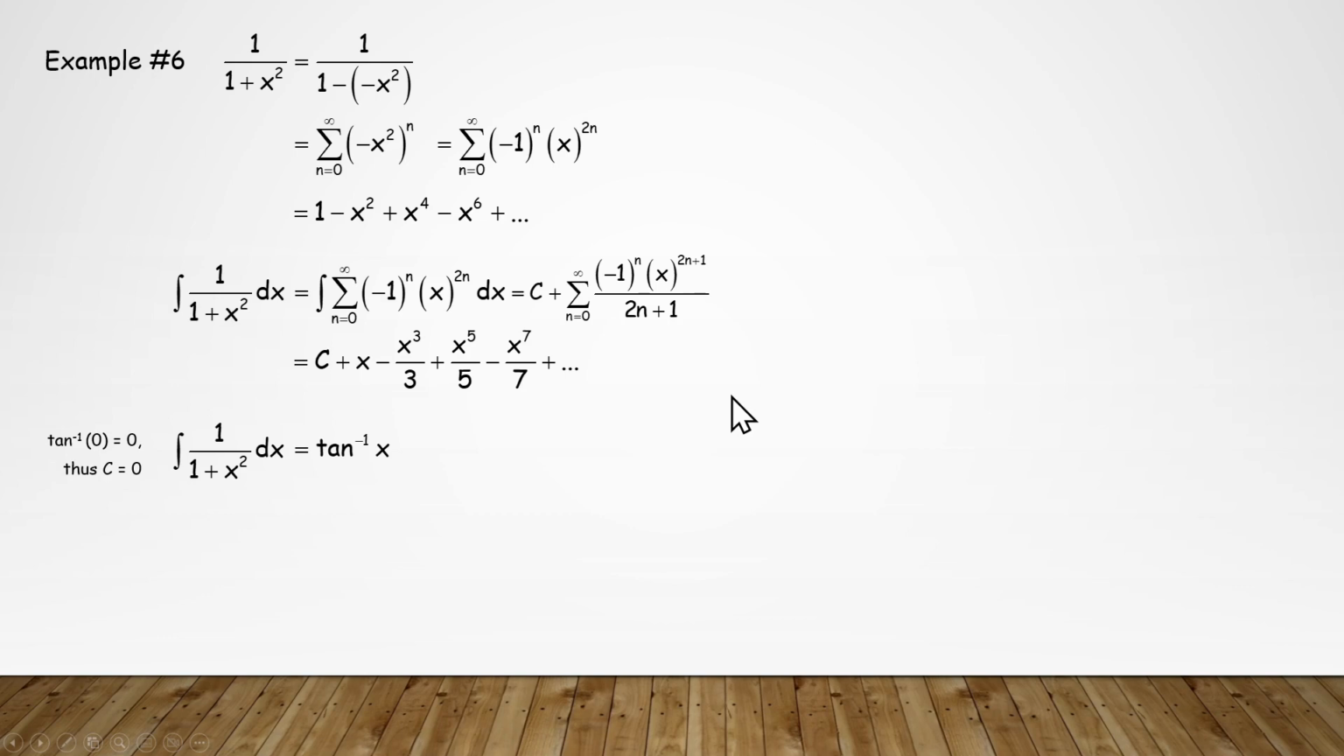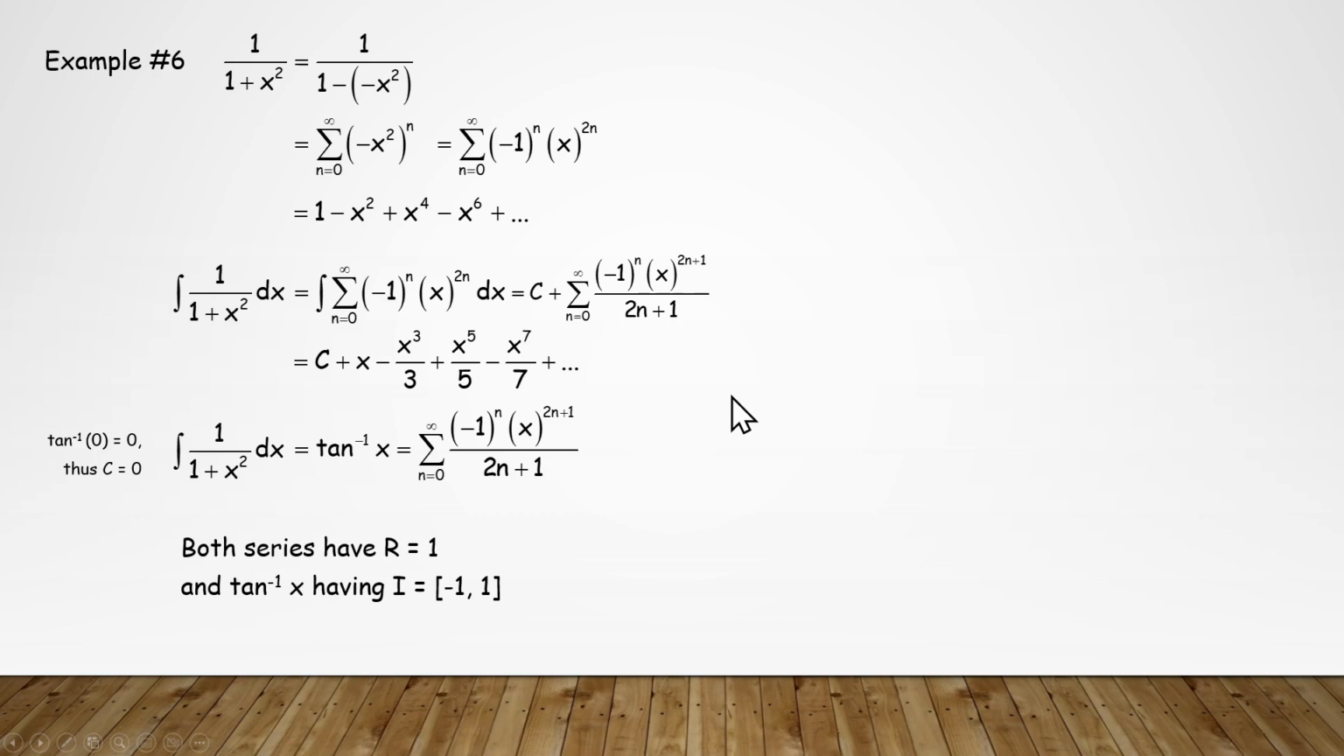But we have to remember that tangent inverse of 0 has to be 0, therefore c equals 0. And so now I can set tangent inverse of x to be the summation of negative 1, all raised to the nth power, times x raised to the 2n plus 1, all over 2n plus 1, as n goes from 0 to infinity. Now, since both series had a radius of 1, we can establish that tangent inverse of x is going to have an interval from -1 to 1, including the endpoints.